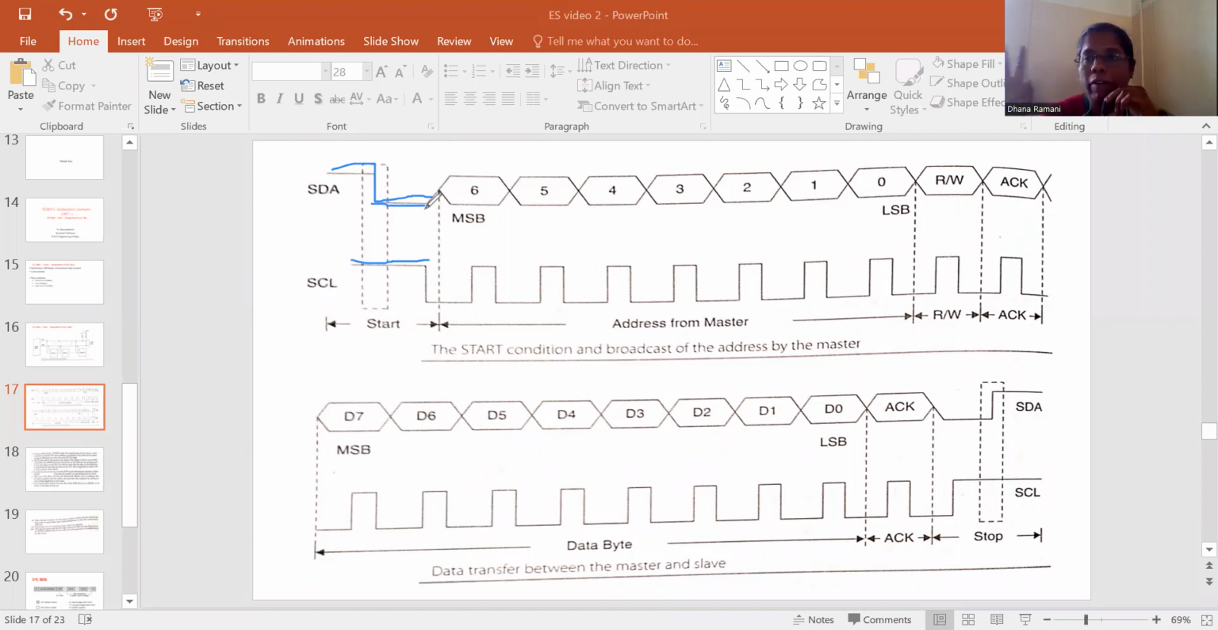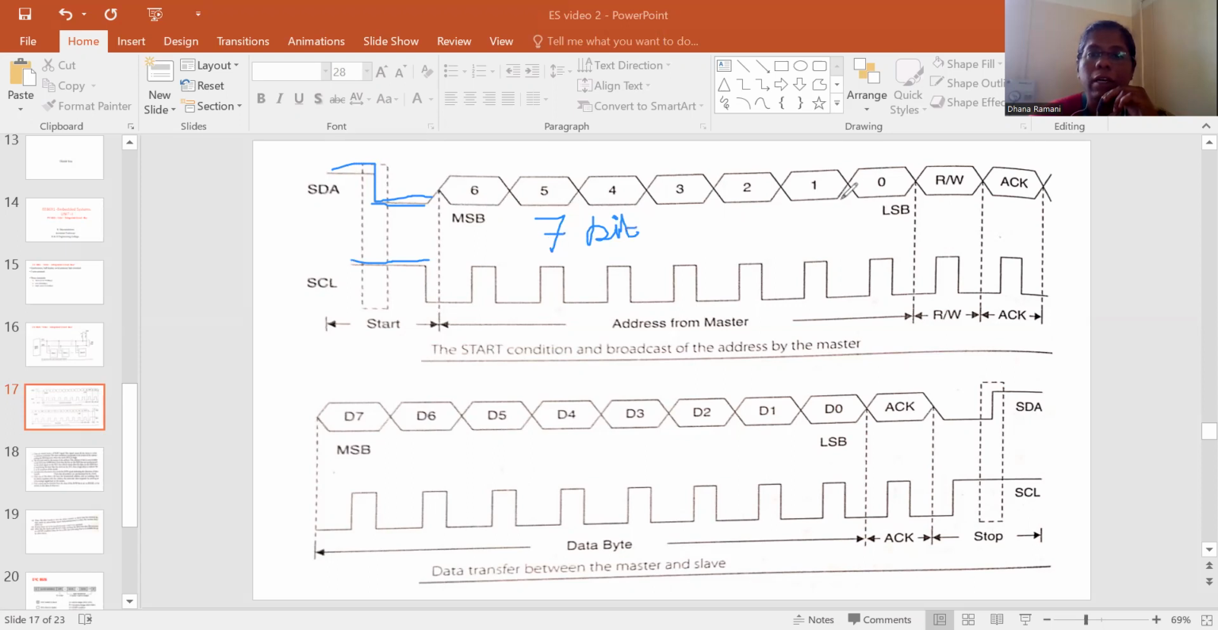So for example, if I have a number of slaves in a single master, multi-slave system, when the master initiates this communication, all the slaves will come to attention and listen to the master. What the master will do is send the next immediate bits, which are the address bits. It is going to send a 7-bit address.